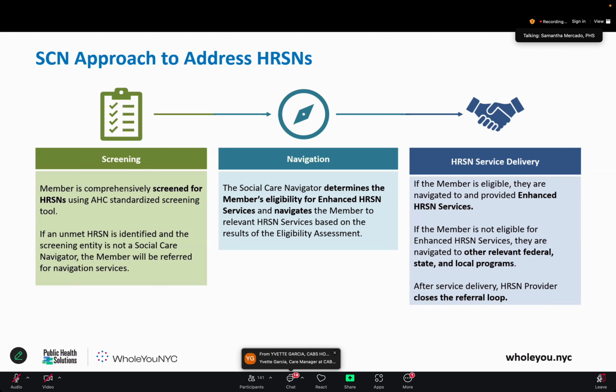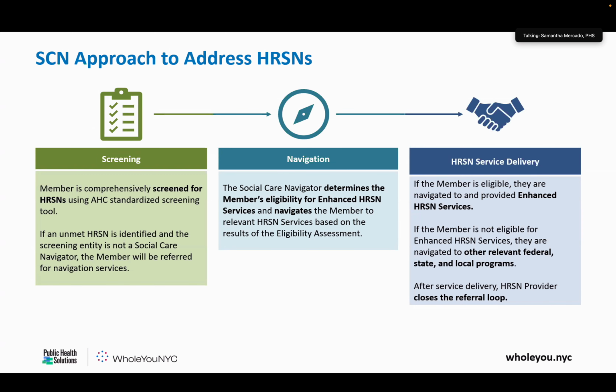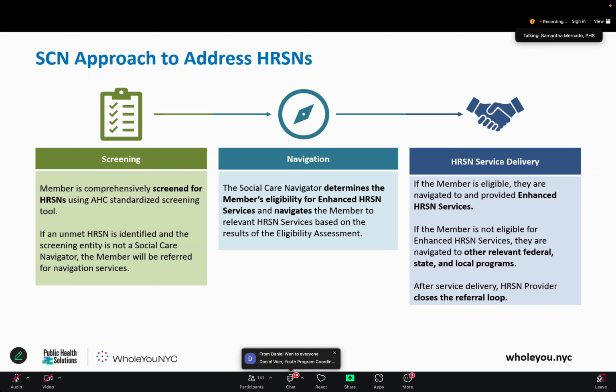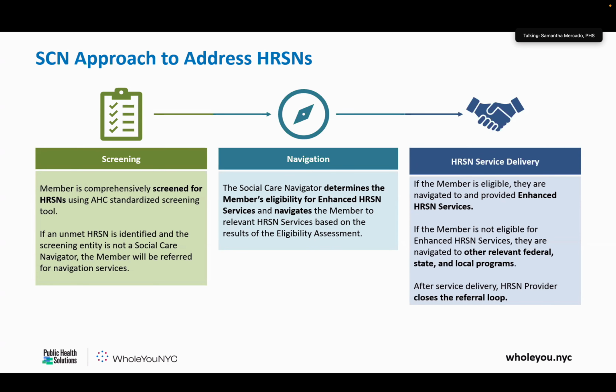So this is our overview on how the SCN is designed to address the social needs of our Medicaid members. We start off with screening. We're going to use that AHC standardized screening tool, the one that I reviewed over in that word salad page. And if an unmet HRSN is identified, and the entity is not a social care navigator, they're going to be referred over to navigation services, right?